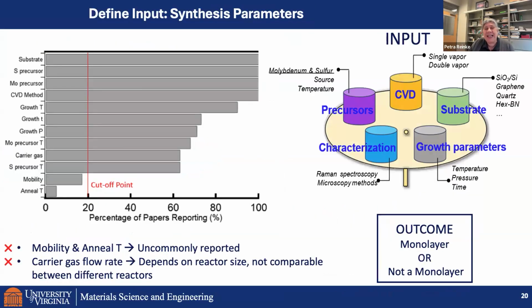Okay, so the first question is, what do we want? Our question was, we just want to know what are the conditions of growth which are most likely to lead to a very nice monolayer of your MoS2, and which are the conditions which do not lead to a monolayer, but very rapidly give multi-layer samples.